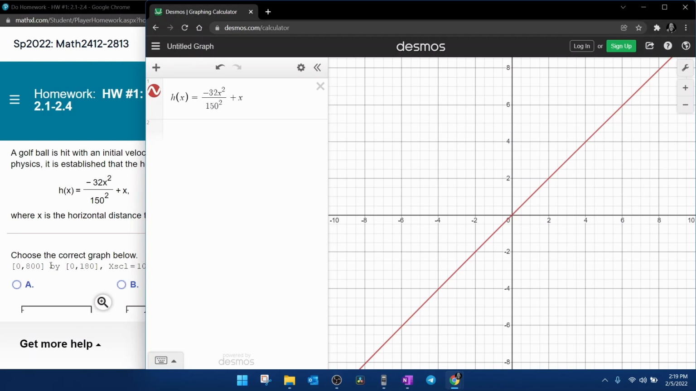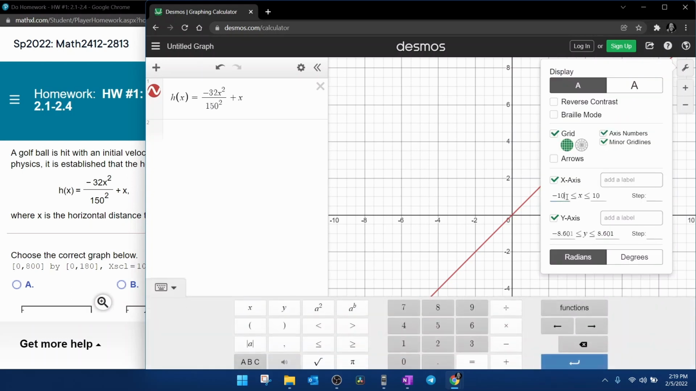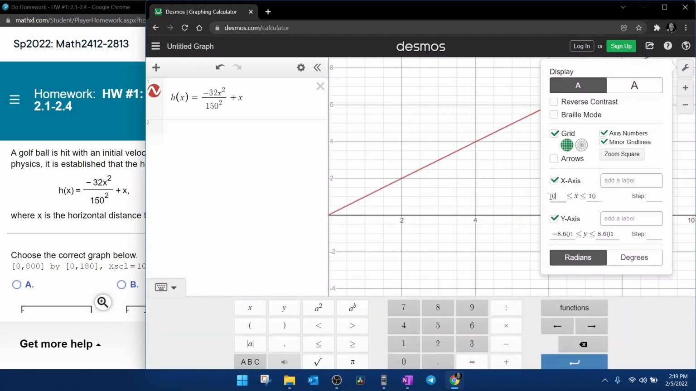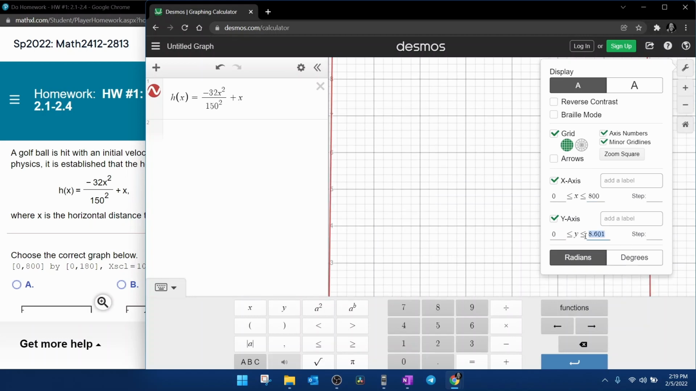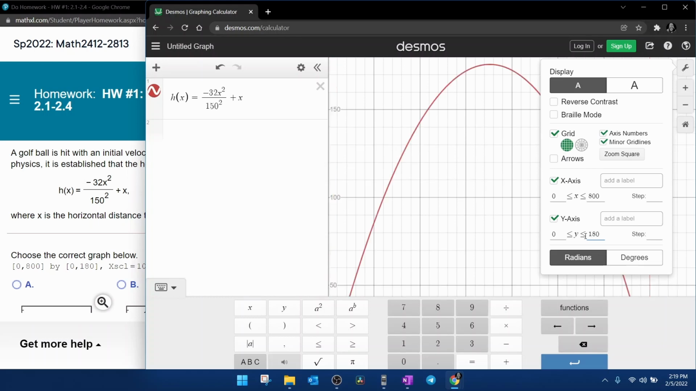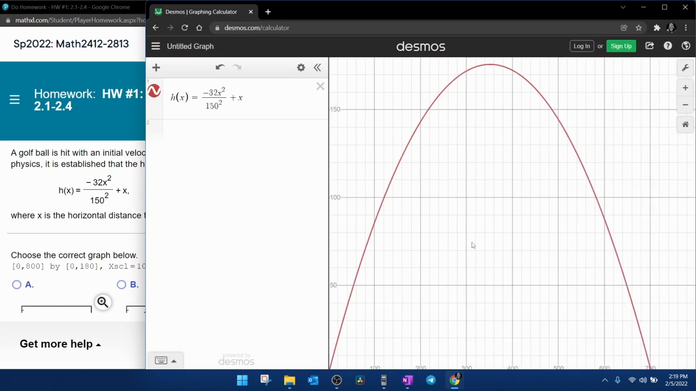But now we're going to set the window in Desmos, the x's from 0 to 800 and the y's 0 to 180. And the way we do that is with the little graph settings wrench. The x-axis, we're going to change from 0 to 800. And the y-axis, we're going to change to be 0 to 180. And then that gives us a picture of what the graph's going to look like.